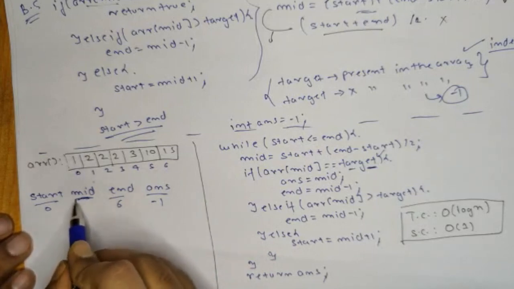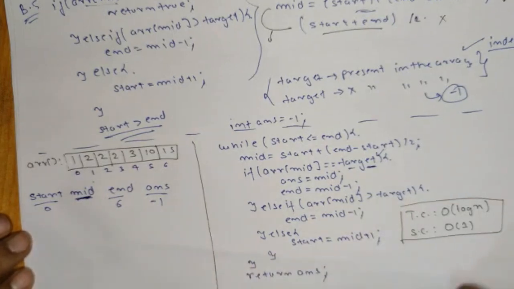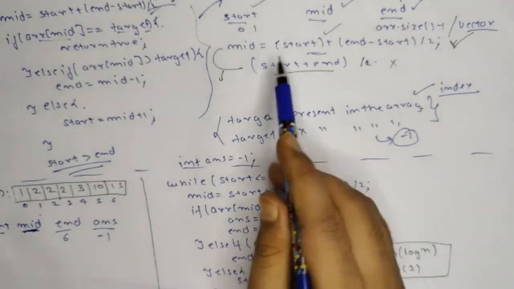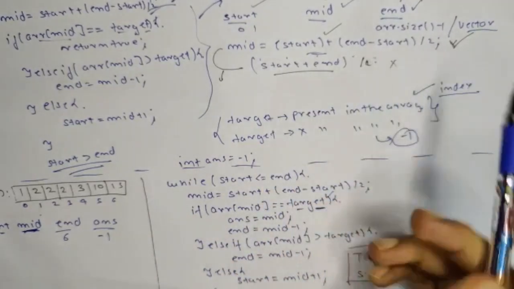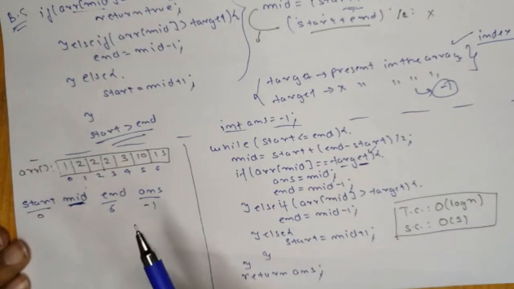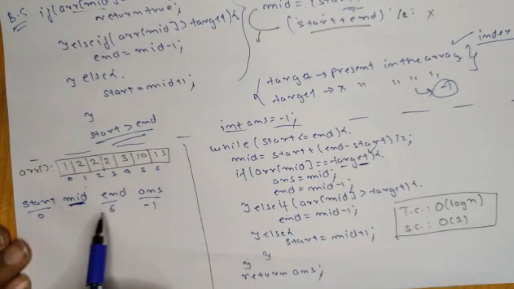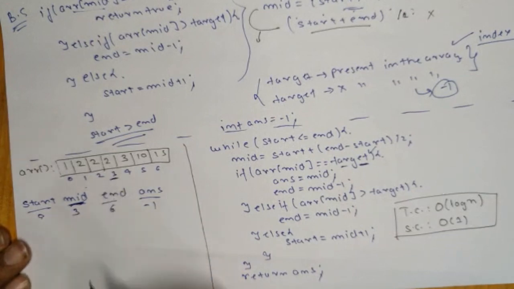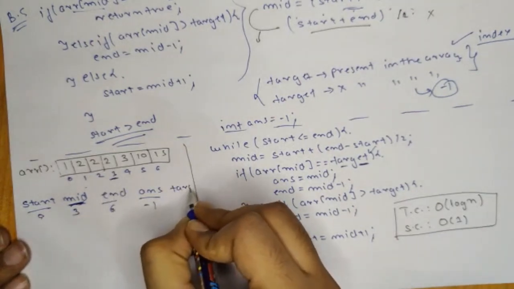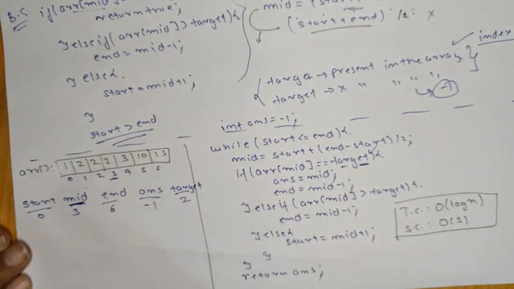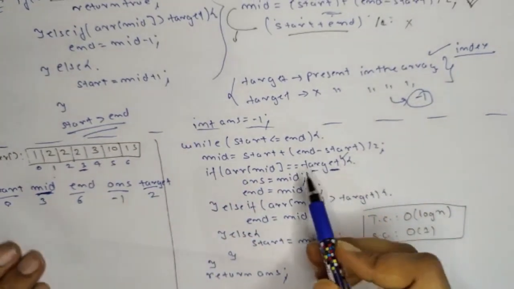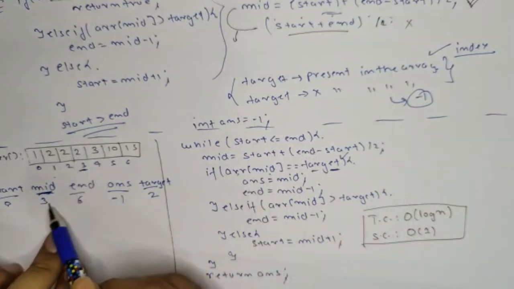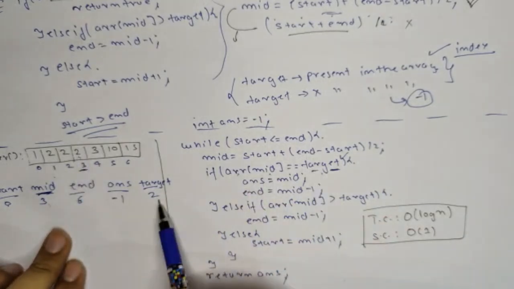Then we will have to calculate mid. I have already written the formula. Here is that formula: mid is equal to start plus (end minus start) divided by 2. So let us calculate mentally. 0 plus 6 divided by 2 means 3. Index is 3. So our target value is 2. Let's check the condition. Our value of ARR of mid, ARR of 3, is 2, and our target is 2, so it matches.